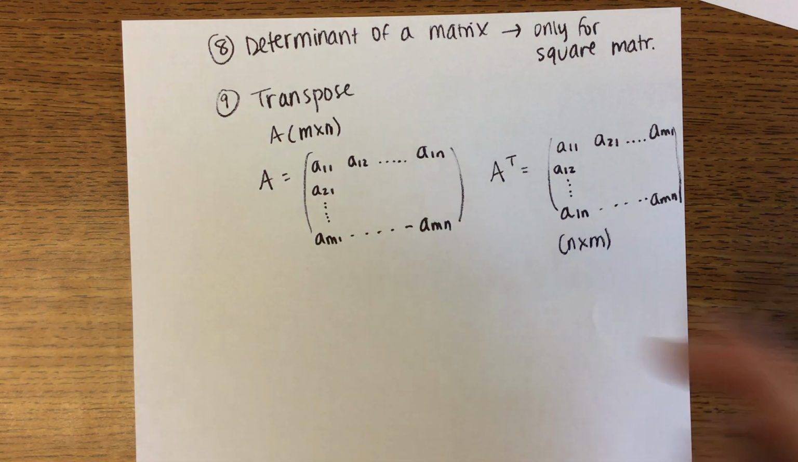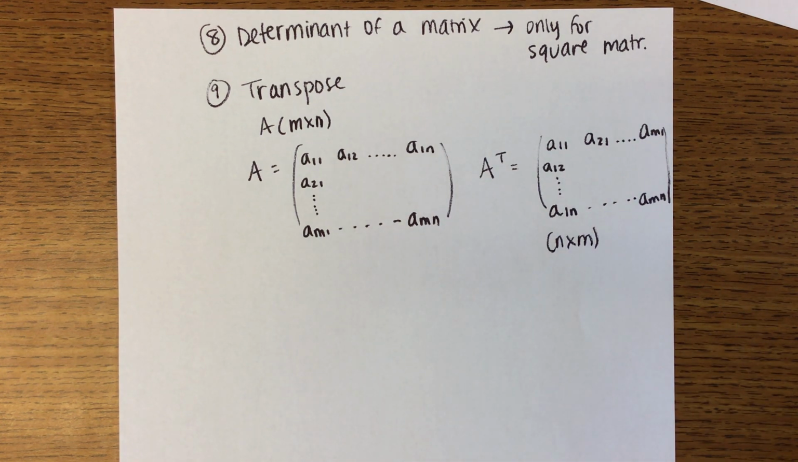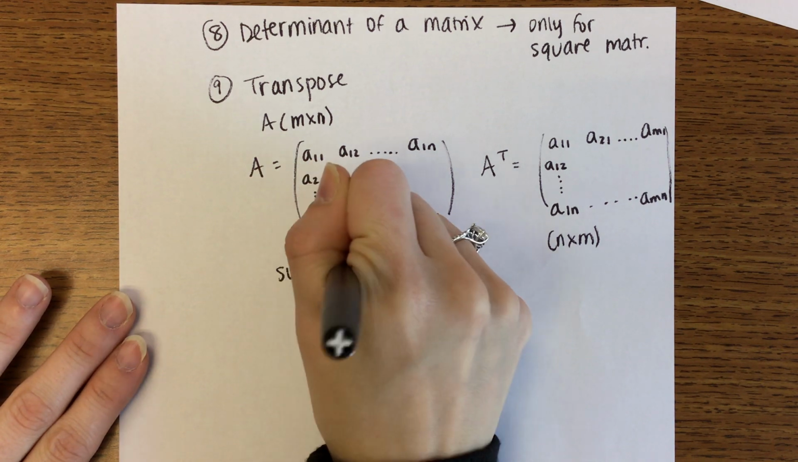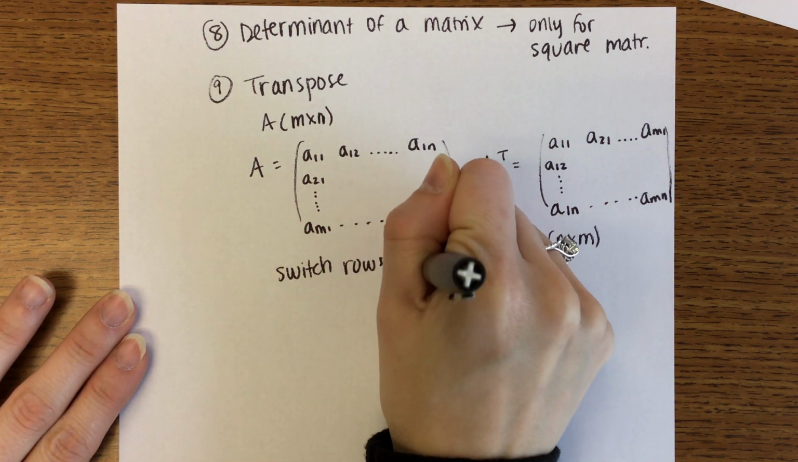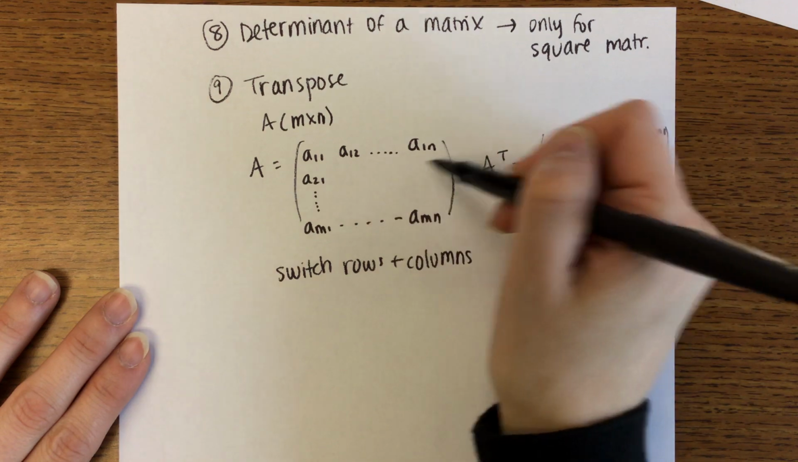What did I do to the original matrix to get the transpose? What did I flip or what did I switch? Okay, you switch the rows and the columns. So what I mean by this is that this row becomes a column. This row becomes a column.